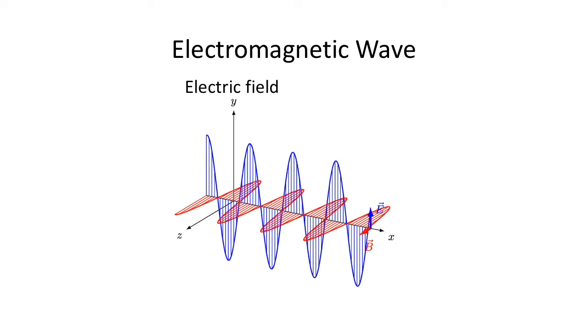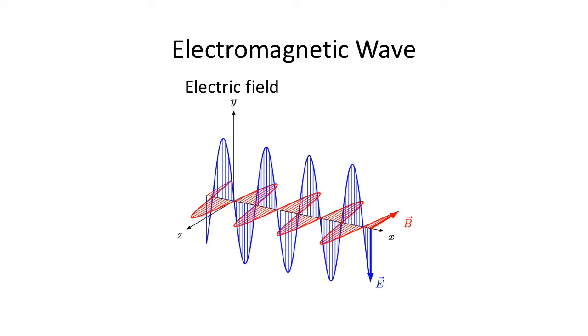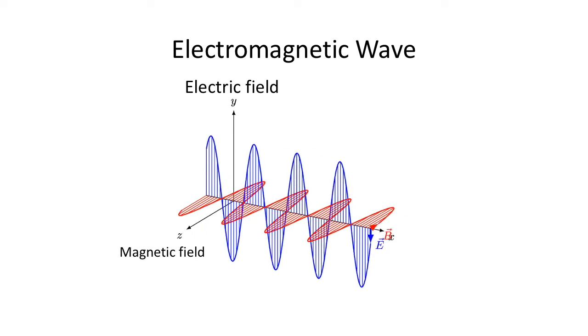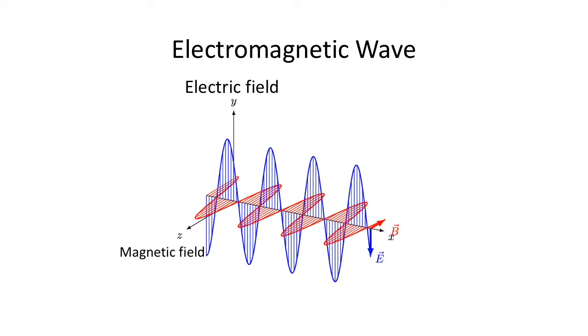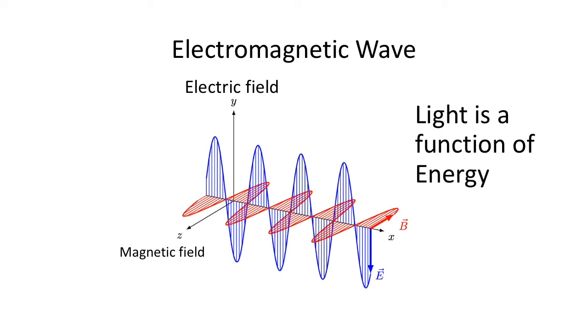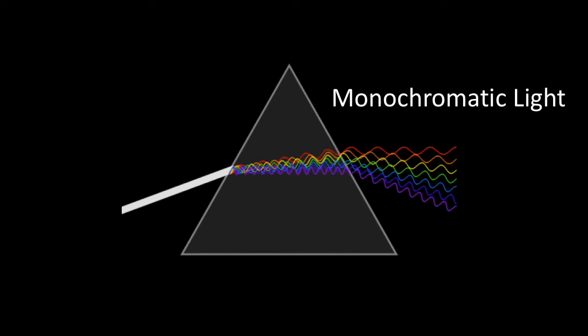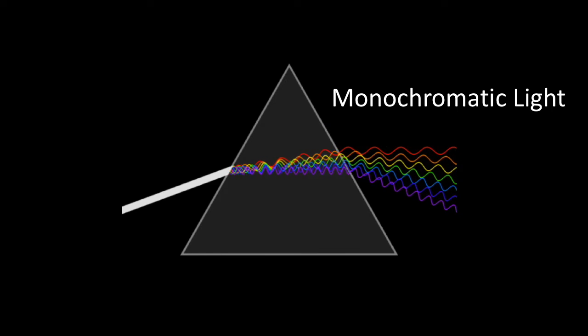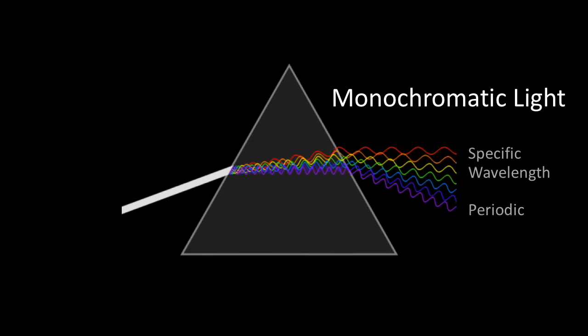Light is an electromagnetic wave. These waves are created as a result of vibrations between an electric field and a magnetic field. Light can therefore be represented as a function of energy. Light consisting of one color, called monochromatic light, is a sinusoidal wave with a specific wavelength. Since the function repeats itself, it is called periodic.